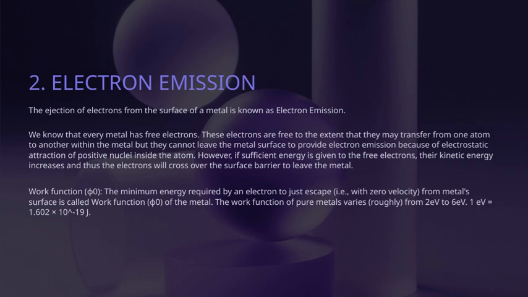Essentially, it's the energy required for an electron to just break free without any initial velocity. The work function varies depending on the type of metal, typically ranging from about 2 eV to 6 eV. Remember, 1 electron volt, or eV, is equal to 1.602 times 10 to the power of negative 19 joules.